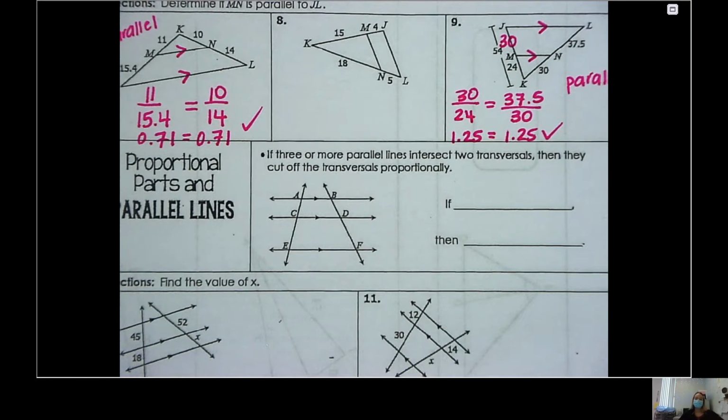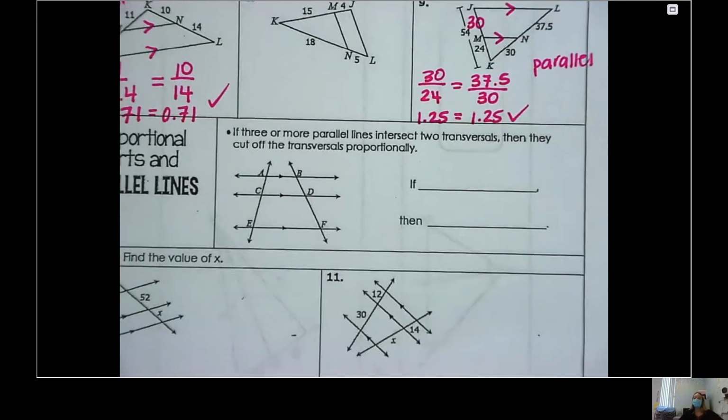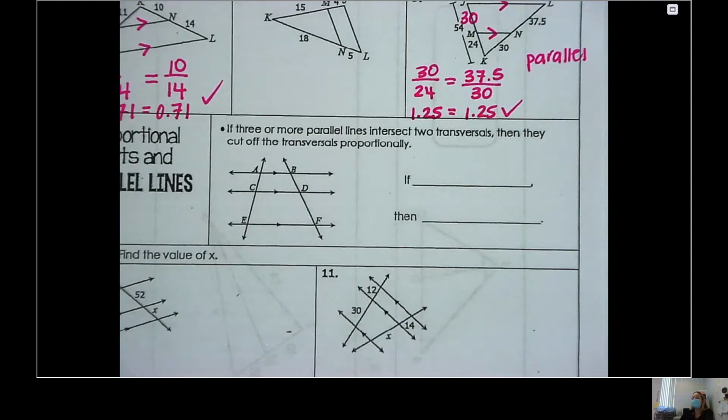All right. If 3 or more parallel lines intersect 2 transversals, they cut off the transversals proportionally. Essentially, this is exactly the same thing we just did, except instead of it being a triangle, it's now parallel lines. But it's the exact same thing. You can still write proportions if the lines are parallel.